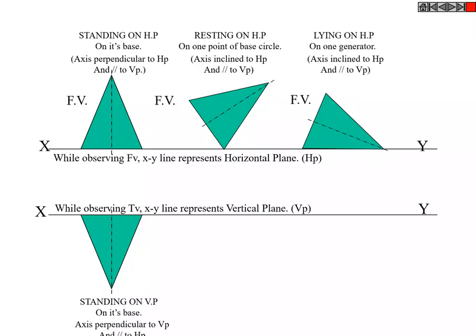Standing on HP, its base axis is perpendicular to HP and parallel to VP. Here you can see in the front view, the square shape is visible. If it is resting on HP on one of the points of the base circle, you can see the axis is inclined to HP and parallel to VP. Lying on HP means lying on HP on one of the generators. Here the axis is inclined to HP and parallel to VP. So here standing on HP, resting on HP and lying on HP, three cases are discussed. Further, standing on VP, resting on VP, and lying on VP will be discussed.